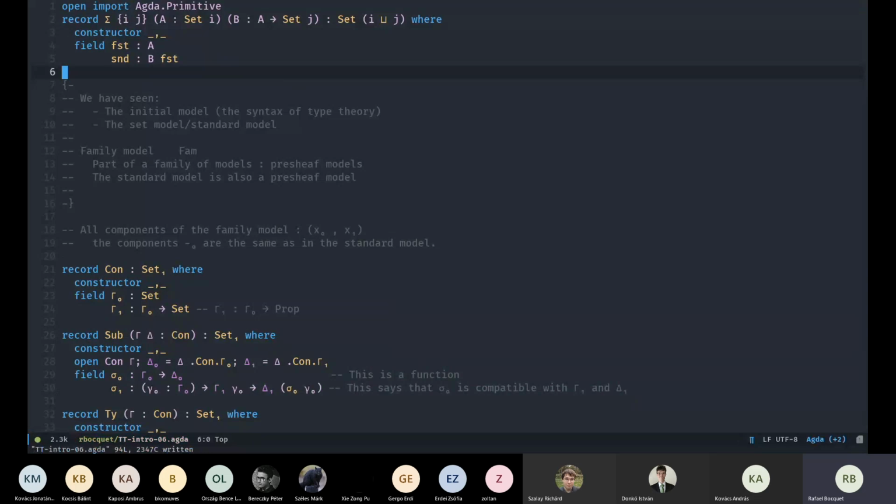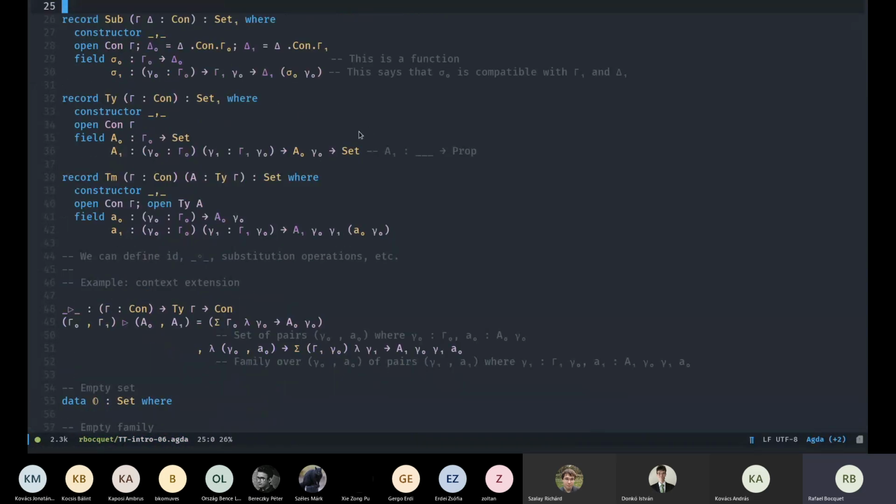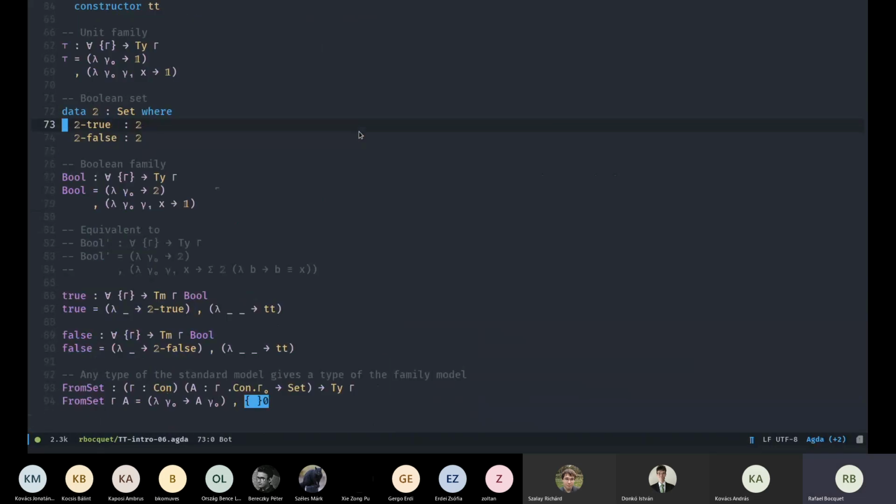Yeah, I guess it would maybe be better if everyone could see the whole file all the time.